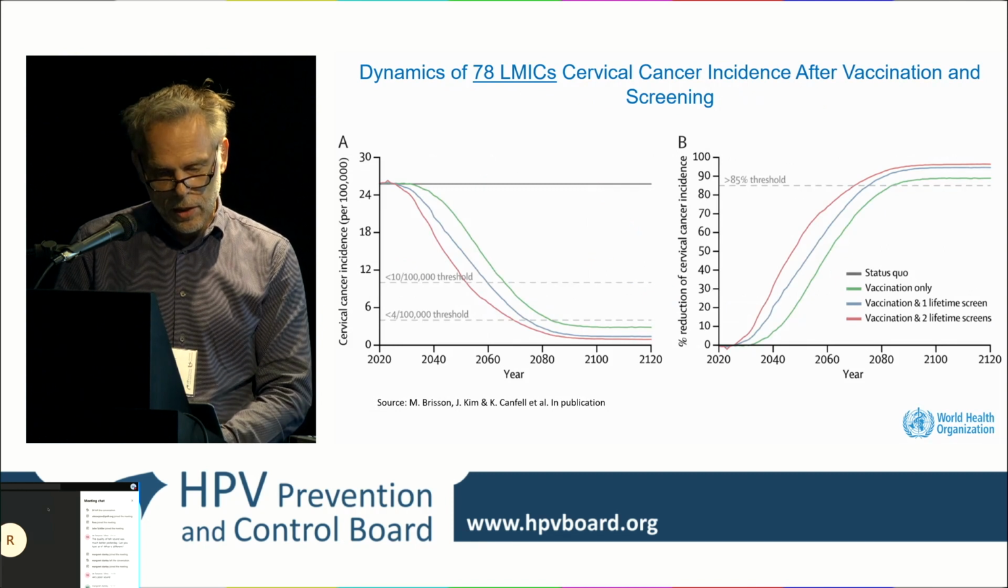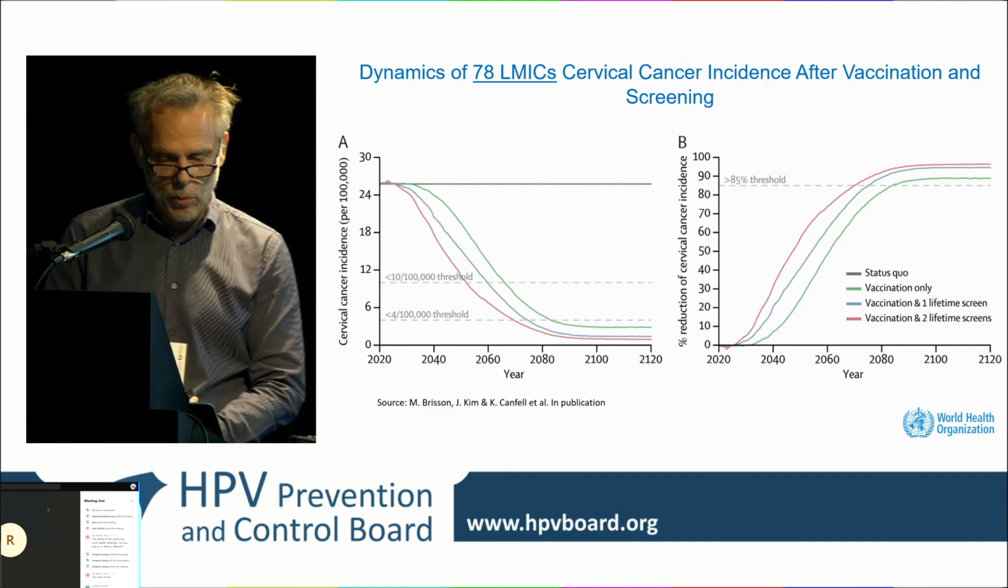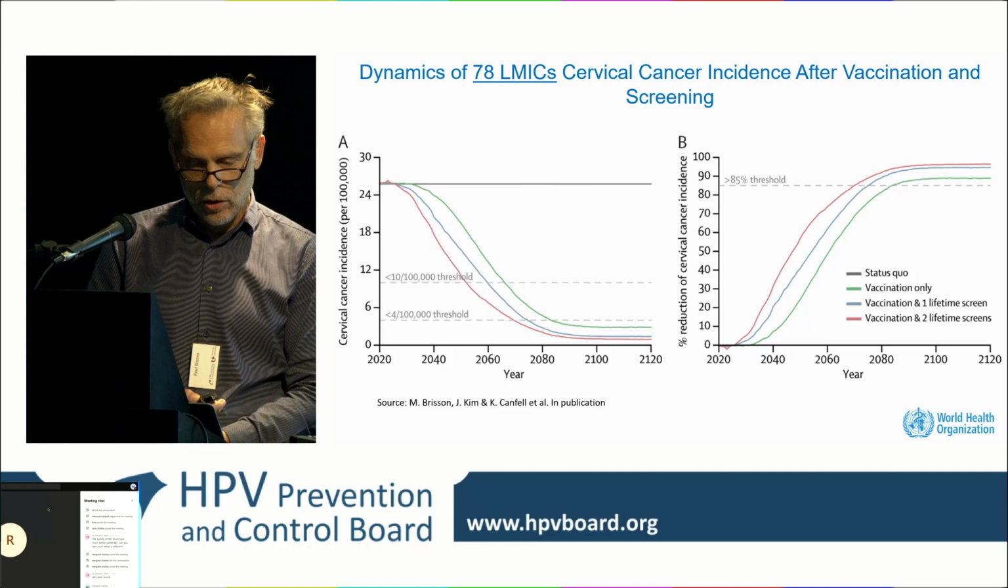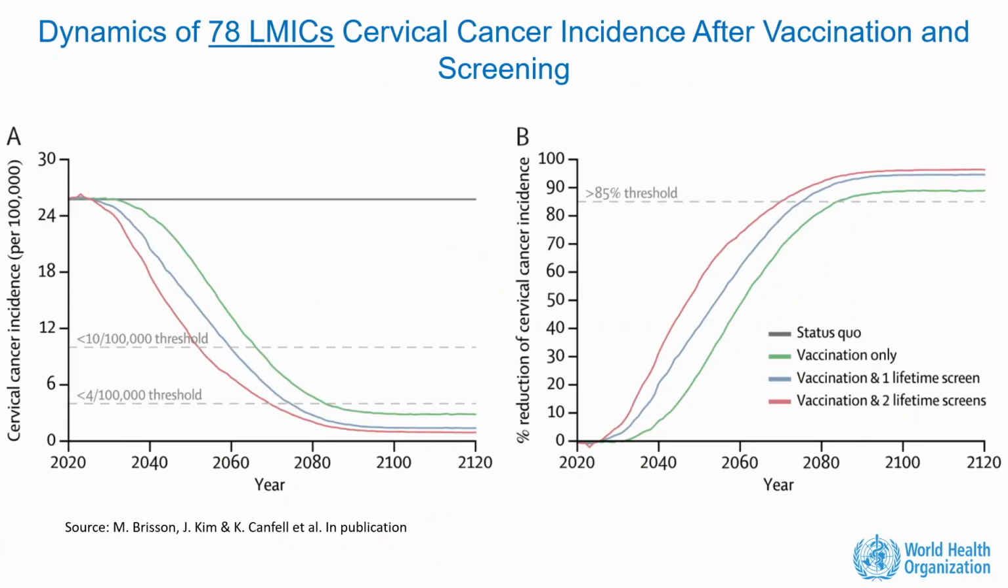So here you can see, when we had done this work for a grouping, which in the end we are going to present in the global strategy, of 78 low and middle income countries. Why haven't we added the other ones? Well, the high income countries, also because of the screening that has happened, are far below the levels of these low and middle income countries in terms of incidence. So their levels are much lower, and they will all be able to reach the 4 per 100,000 threshold.